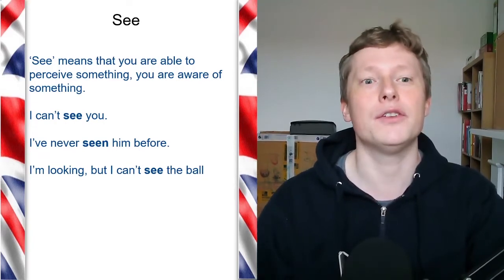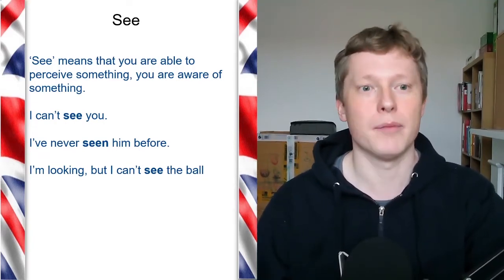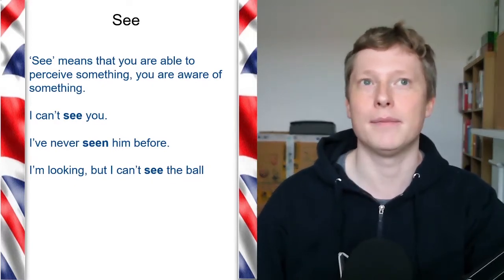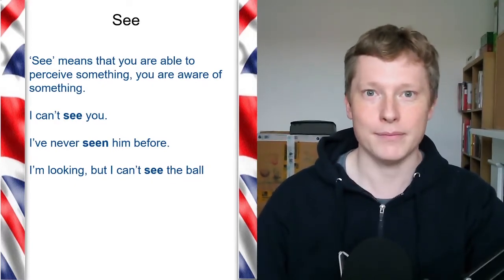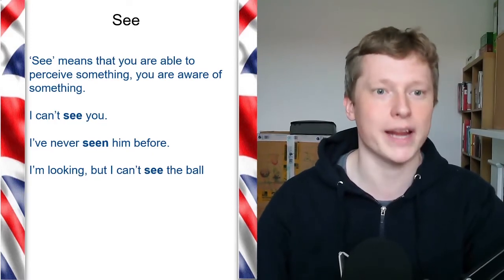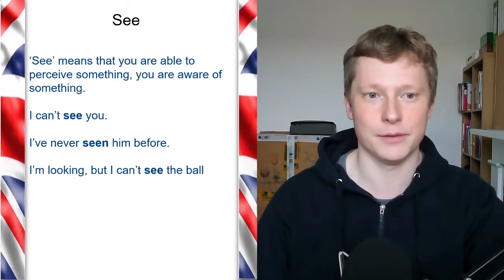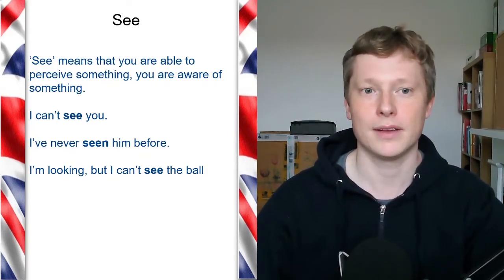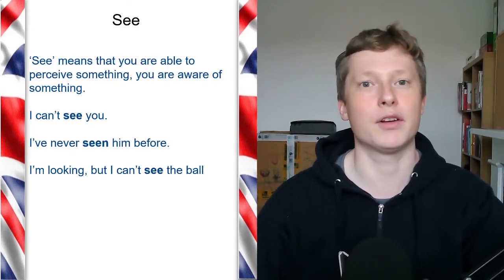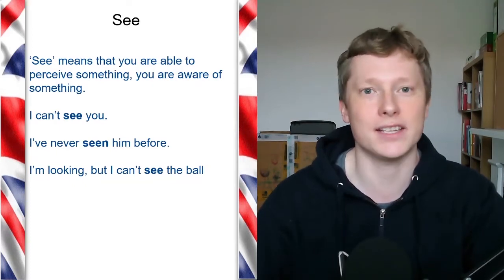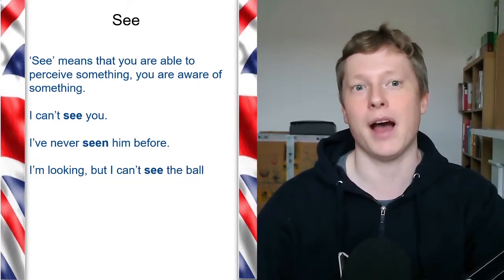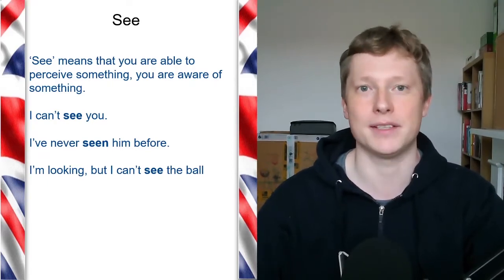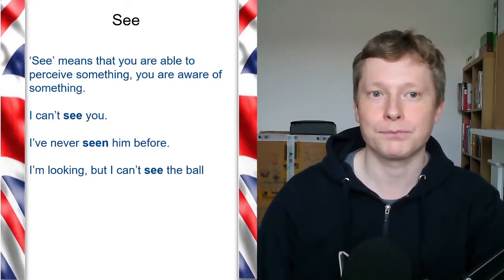So this is when we use see. Other examples, I can't see you. This means maybe you're too far away, maybe you're too small, maybe you're behind a tree. I can't see you. And another example, I've never seen him before. So see can also be a verb. It can also mean you're seeing somebody. It can mean that you're going on a date with them. I'm seeing a girl. This means going on a date with. This is another use of see.